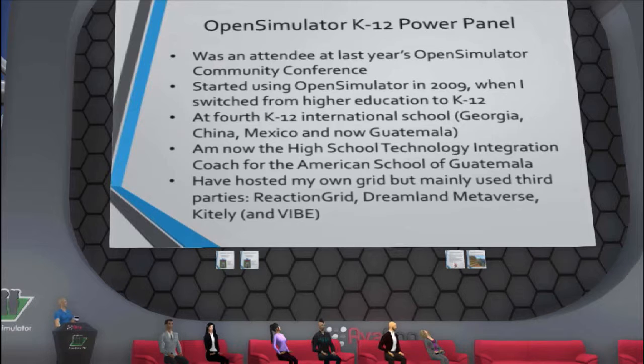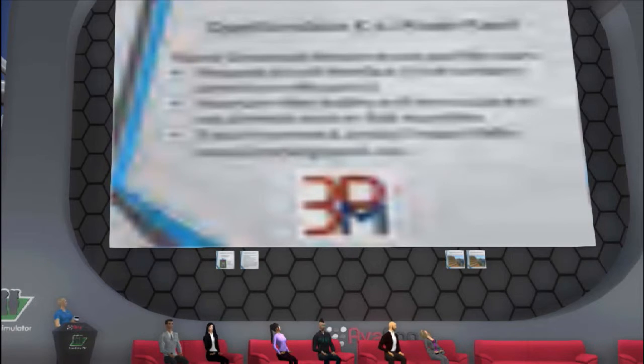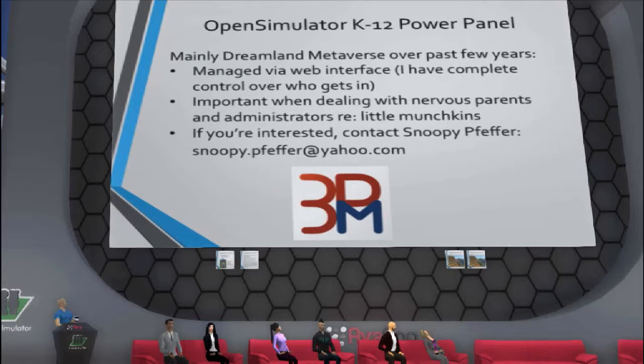We started with Reaction Grid. Dreamland Metaverse is what we've been using over the past few years. I've got a Kitely grid now, and we're also part of Stephen's group and Carolyn's group, the Virtual Islands for Better Education. We're off to kind of a slow start this year because of firewall problems that, quite frankly, have just not been a very high priority yet, but we'll get those straightened out.